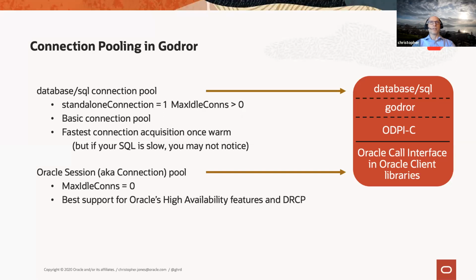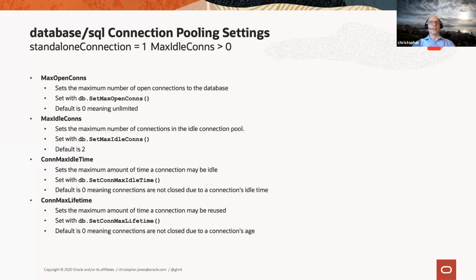I'm not going to read through all of these. These are the options you have with the database/SQL pool. You can see you've got fairly standard max, opens, and lifetime settings. These are all set with those db dot methods, so they're not really set as part of that DSN connect descriptor.